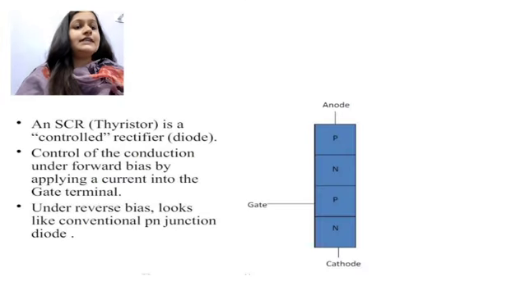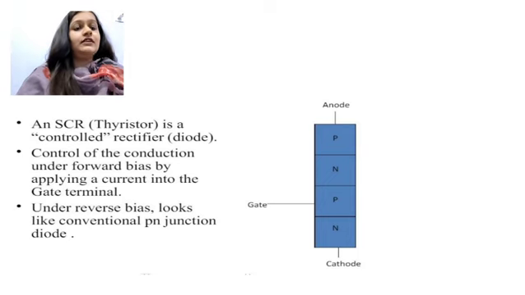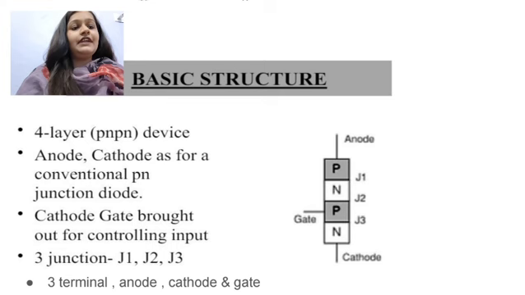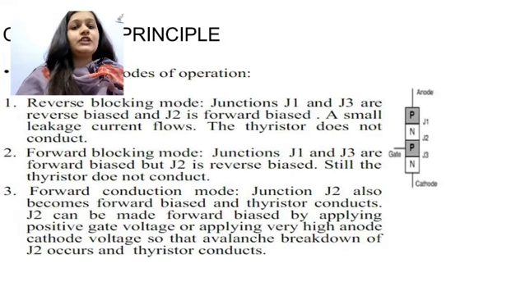Next, this is the basic diagram of a thyristor. We can see four layers, PNPN, and three terminals, anode, cathode and gate, and they make three junctions here. In the next slide I have named those three junctions J1, J2 and J3. We will now see its basic operation, how the thyristor works and what makes it so unique.